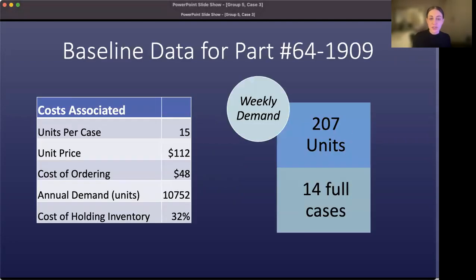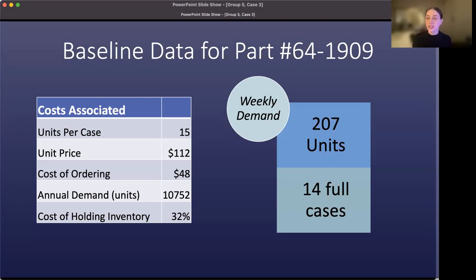So this is an overview of our supply requirements and current costs for part number 641909. This chart to the left is showing current costs associated with the part. Units in a case: 15. Price per unit is $112. It costs us $48 every time we place an order, and our inventory carrying costs are 32%. And lastly, we know our annual demand for this is 10,752 units.